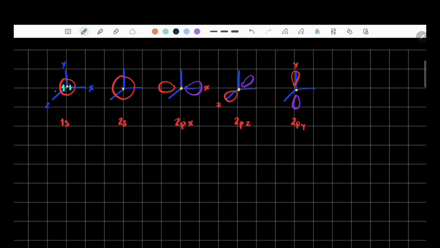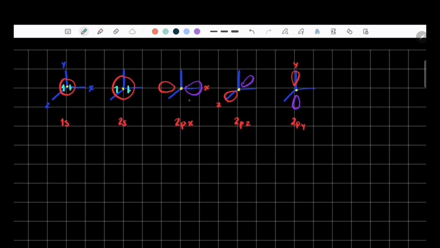Same thing goes for this 2s. And remember, this 2s orbital is just about double the size of the 1s orbital. And you'll have to remember, this makes a difference because these electrons have a higher probability of being further away from the nucleus than these 1s electrons.